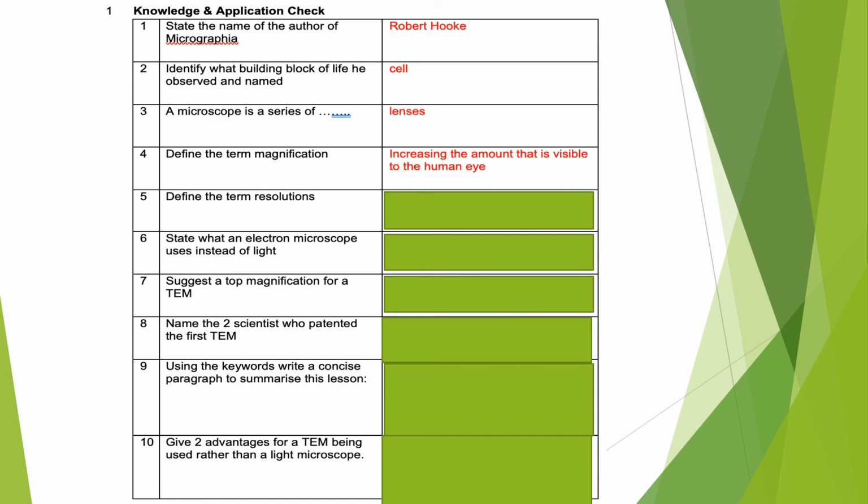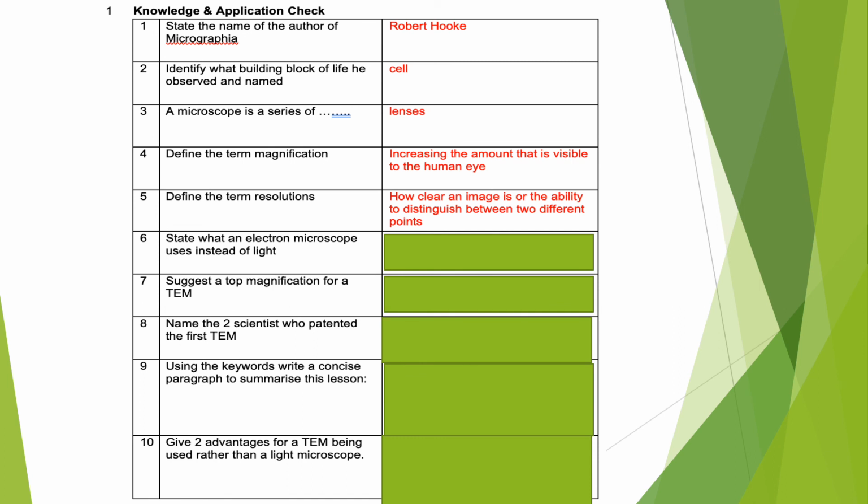Number 5, define the term resolution. So this one, same thing, I pulled it from the booklet. How clear an image is, or the ability to distinguish between two different points. So think back to an image file on a computer, and if you enlarge that image, is it still blurry, right? If it is, then it has low resolution. But if you're able to tell apart two separate points on that picture, then it has very good resolution.